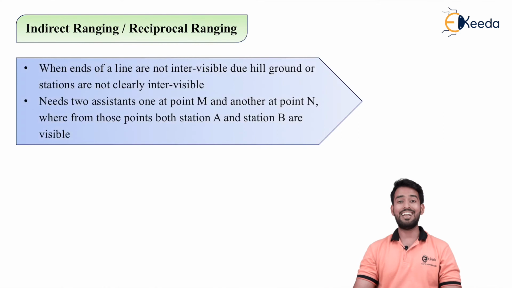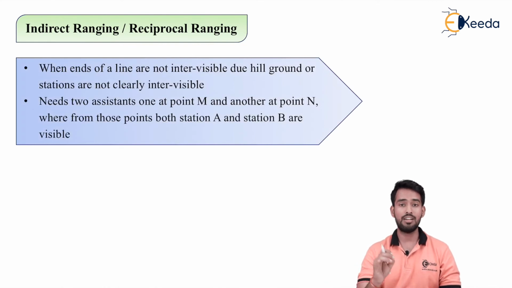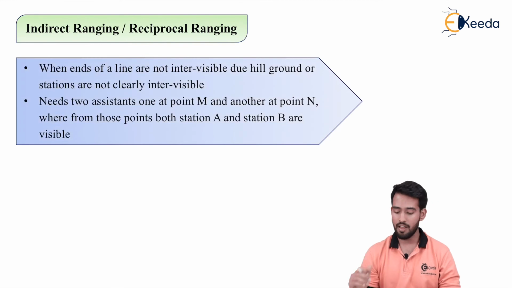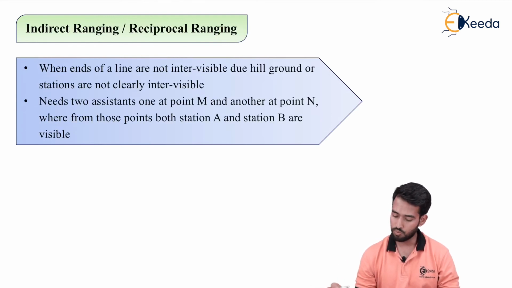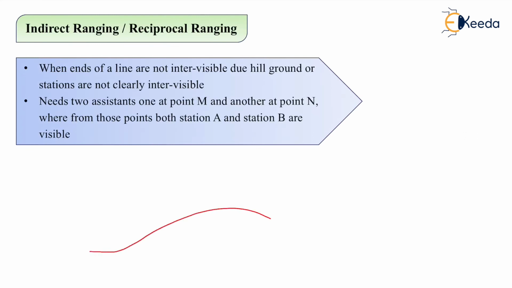Now what is indirect ranging? Indirect ranging is used when the points are not intervisible to each other. In indirect ranging, points A and B are not visible. There is an obstacle between A and B. The obstacle can be an elevated portion, a hill, or any other obstacle. For example, point A is here, point B is here. We have to calculate the distance, or range, between A and B. Ranging means we have to establish intermediate points C and D between A and B.